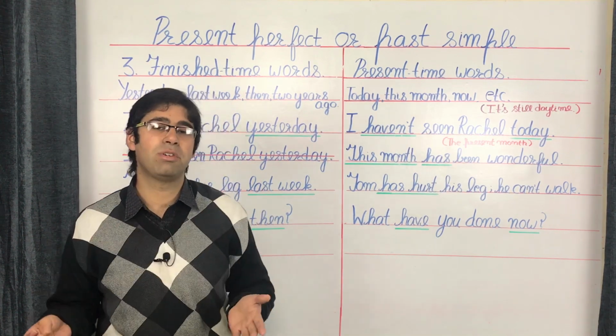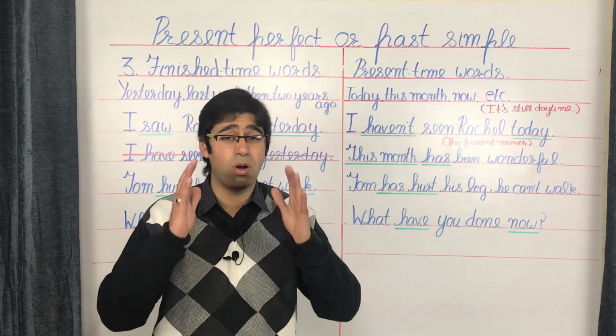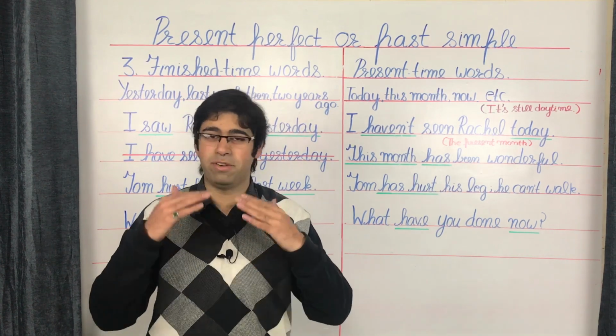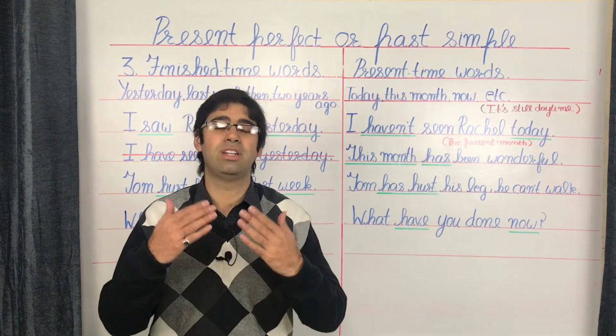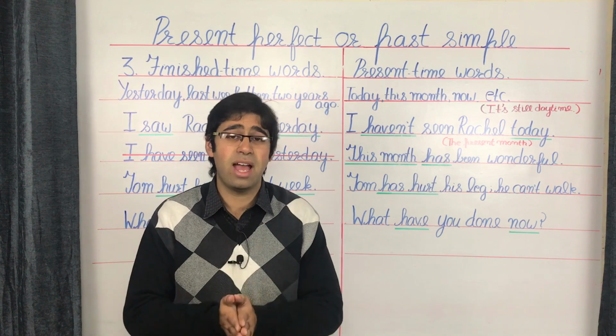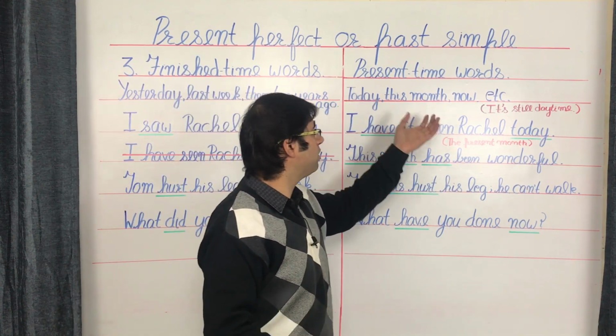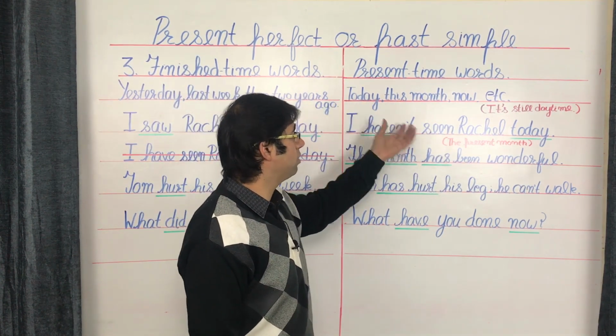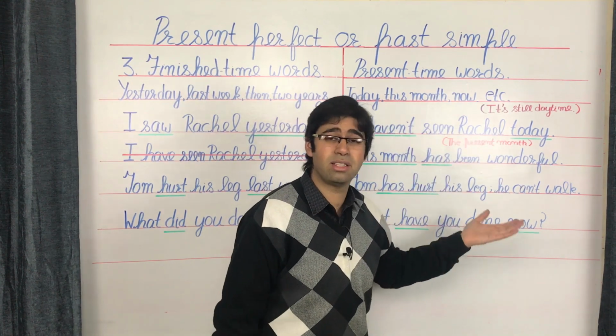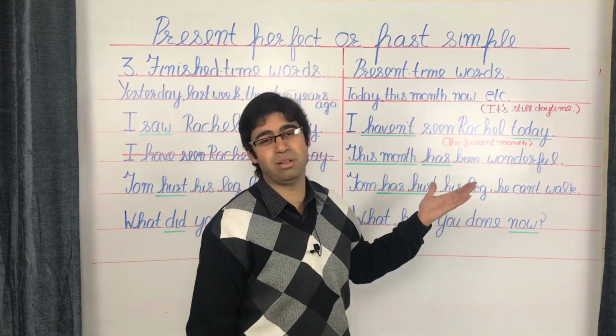And this is for the very simple reason that your present perfect focuses on the present. Hence, the usage of a finished time word along with the present perfect would lead to a contradiction. On the other hand, if you have expressions of the present time, such as today, this month, now, and so on in your sentence, then the right choice of the tense will be the present perfect.